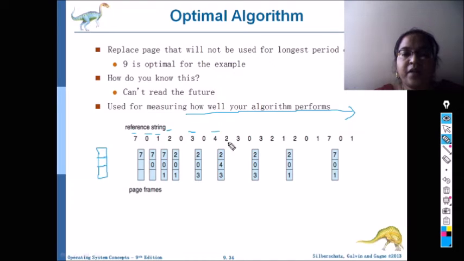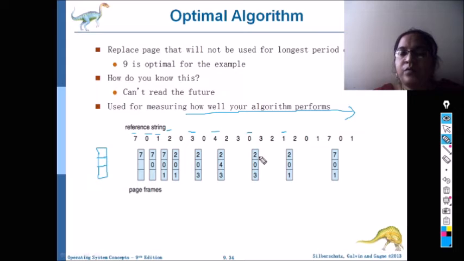Now we are referring to 2, no page fault. We are referring to 3, there is no page fault. We are referring to 0, there is a page fault again. Now among 2, 4 and 3, which will not be used for the longest duration of time? 3 is used, 2 is used. There is no reference for 4 again, so we are replacing 4 by 0. Now again for 3 there is no page fault, for 2 there is no page fault because it is existing here, for 1 there is a page fault.